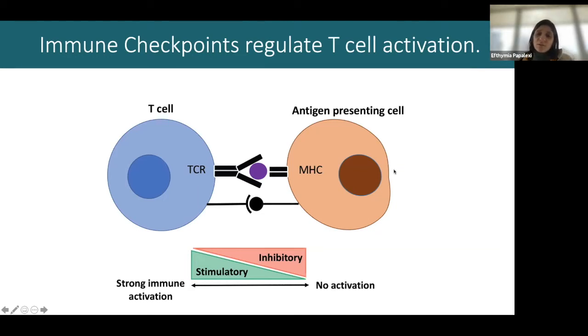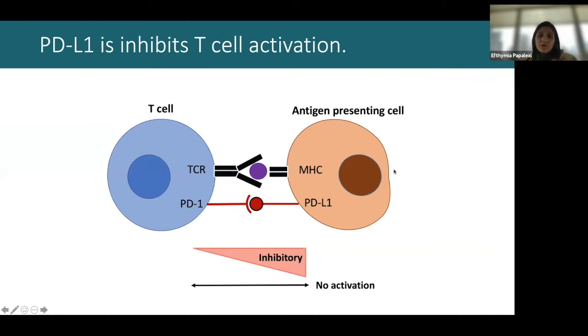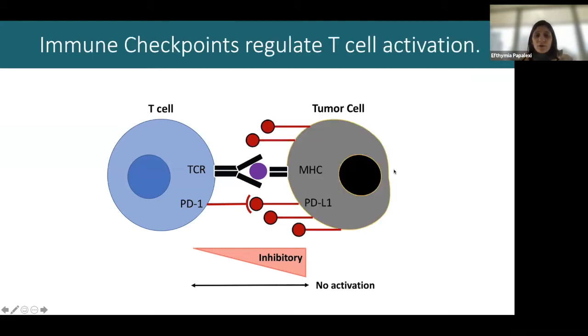Just to give you an example of an inhibitory immune checkpoint, the pair of PD-1 receptor and its ligand PD-L1: upon binding of the ligand to the receptor, you get the message across to the T cell that it should not be activated. It turns out PD-L1 is an important inhibitory immune checkpoint ligand because a lot of tumor cells upregulate PD-L1 to be able to escape immune surveillance and thrive.